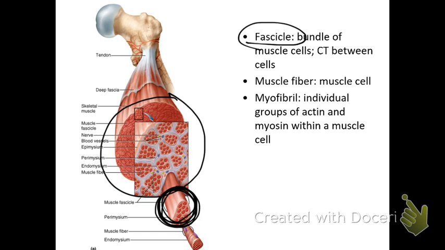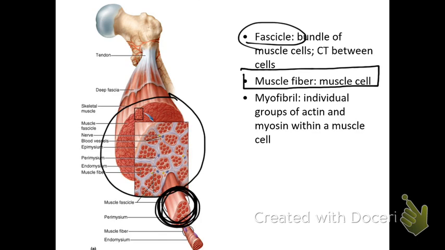Each cell in a muscle is as long as the muscle is. So if the muscle is 12 inches long, then the cells within that muscle are also 12 inches long, and each muscle cell is also referred to as a fiber. So you'll hear me flip back and forth between calling it a muscle fiber and a muscle cell. They are one and the same.